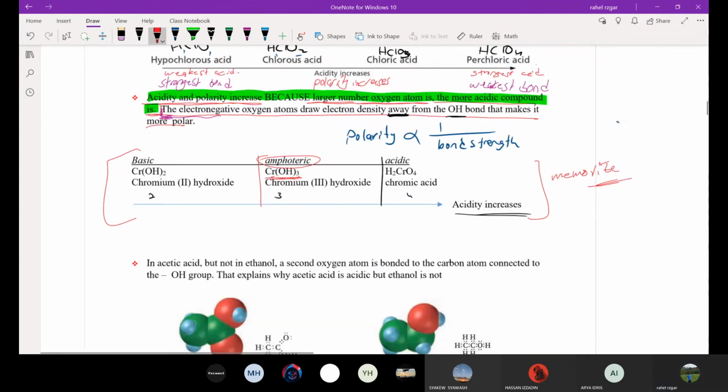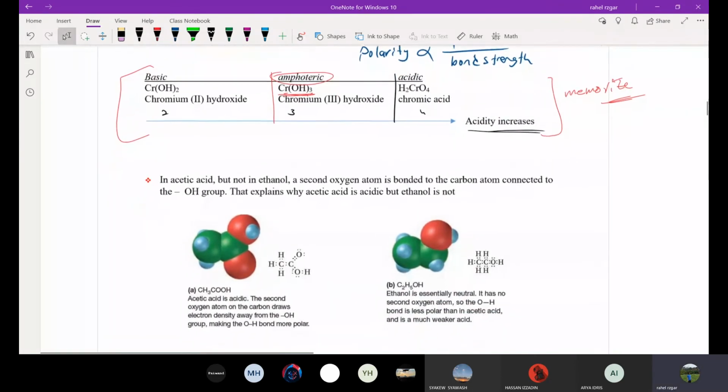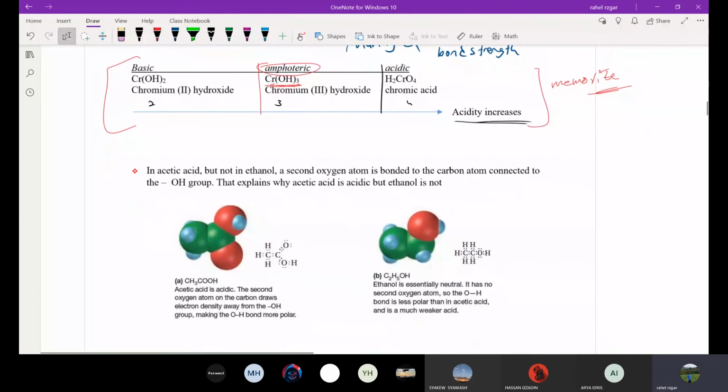Okay. Another example, to also prove that having more oxygen makes something more acidic. Between what? Acetic acid and ethanol. So in acetic acid, but not in ethanol, a second oxygen atom is bonded to the carbon atom connected to the OH group. That explains why acetic acid is acidic, but ethanol is not.